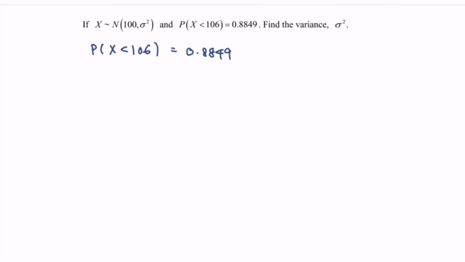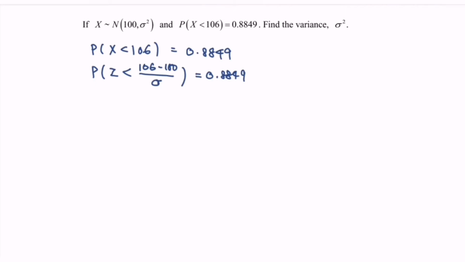Step number 1 is to standardize the situation. So the probability where we have x minus 100 over the standard deviation, which we can represent as the standard normal z, is less than 106 minus 100 over the standard deviation, equals 0.8849. So that is the first step.